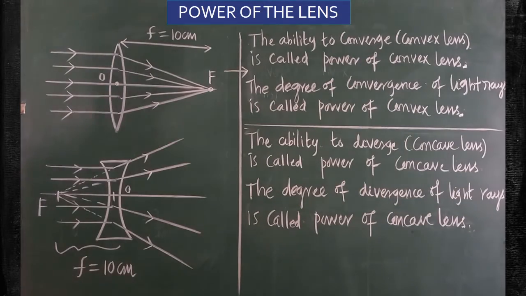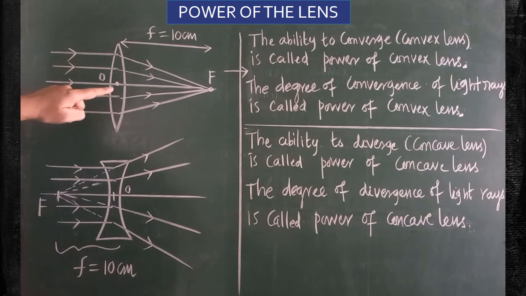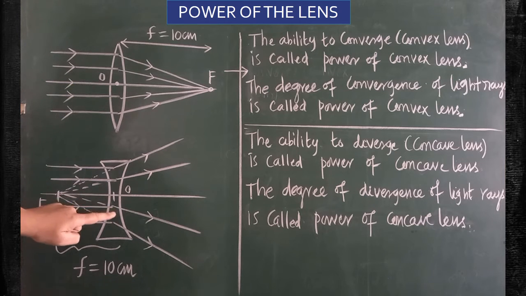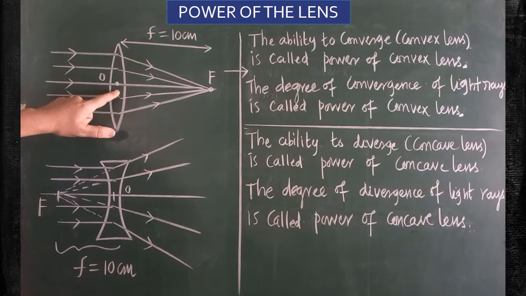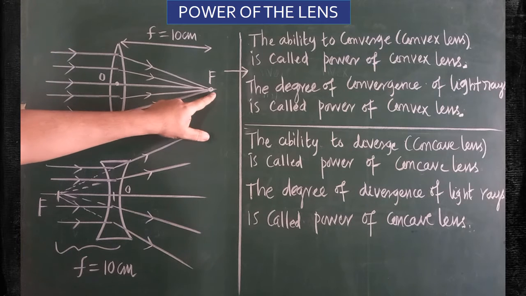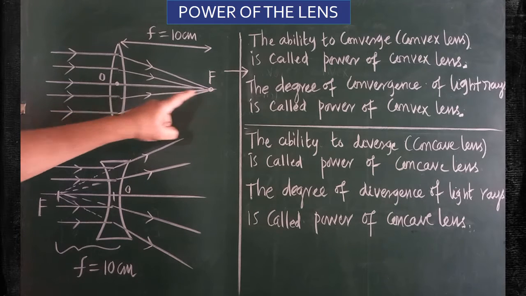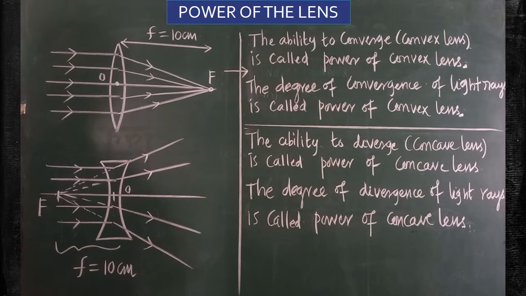In this presentation, I am going to explain a new topic called power of the lens. Here I have drawn two lenses. One is called convex lens and another one is called concave lens. You know very well that the convex lens is able to converge the light rays. When the light rays come from a long distance, they are converged at a particular point. Here all the rays are converged. The distance between the principal focus and the optical center is, what is this? Focal length.